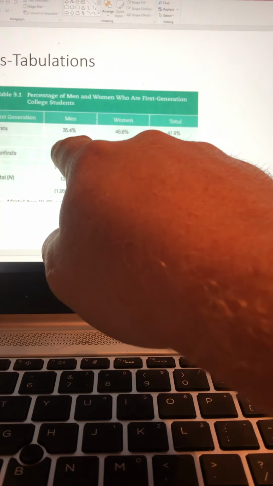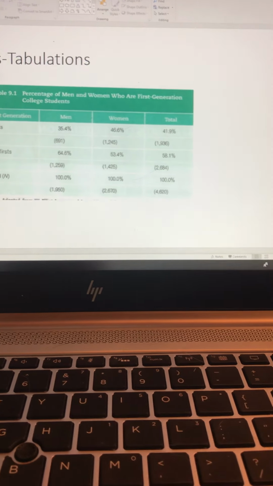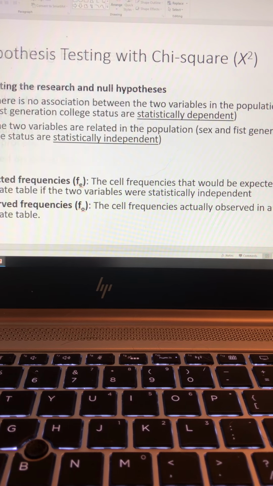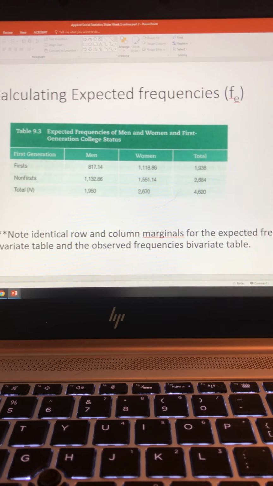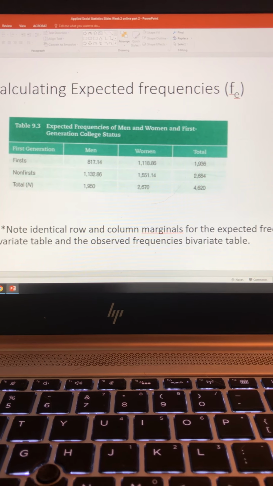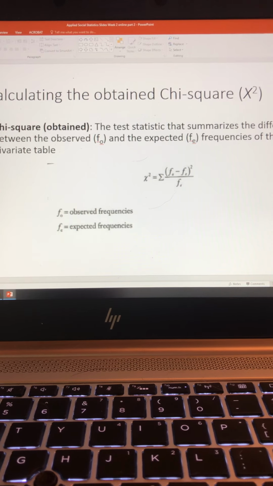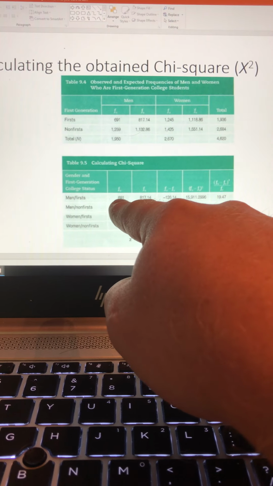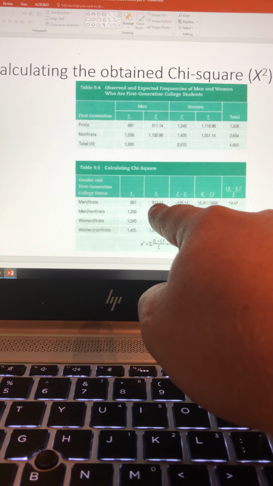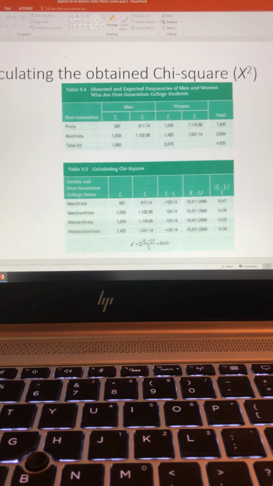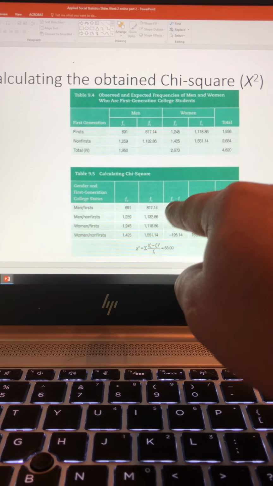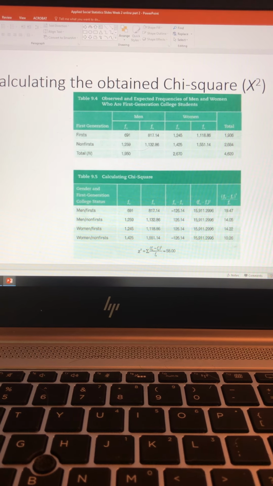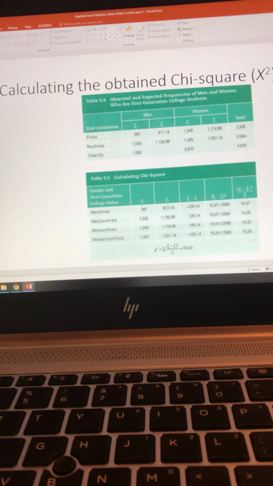Remember, to get the expected number of men, we take the row marginal times the column marginal. And then we get this frequency distribution for the expected frequencies. And to get this calculation, remember, you go step by step. We do the observed number of men first, then the expected number of men first. Again, it's expected if there's no relationship. Subtract the two, square them, and divide by the expected frequency. And then we sum them all up and get the chi-squared number.